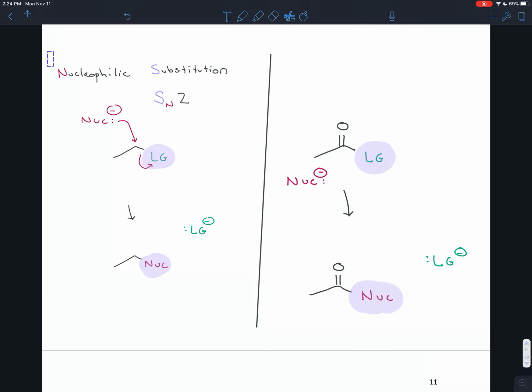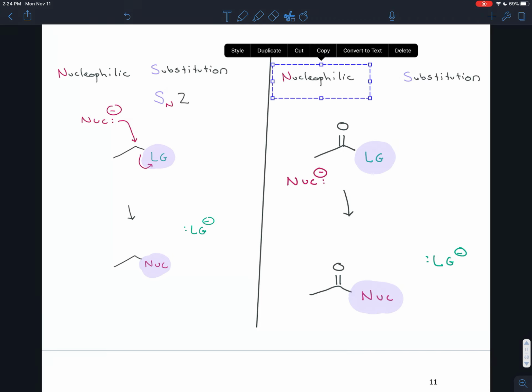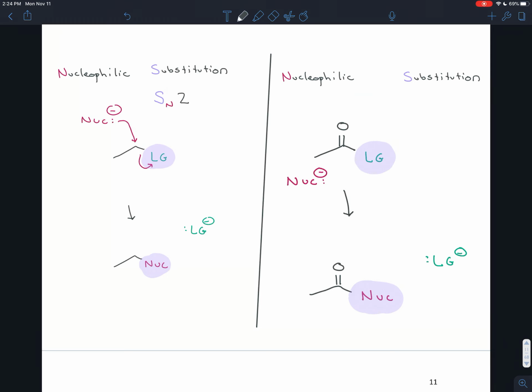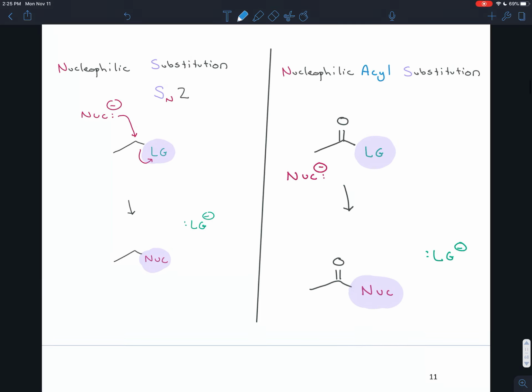So this is still going to be nucleophilic substitution, just like in Organic Chemistry 1. But because we have that acyl group there, this becomes something a little bit unique. This will be nucleophilic acyl substitution. That's the official name for where you replace a leaving group on a carbonyl with a nucleophile.